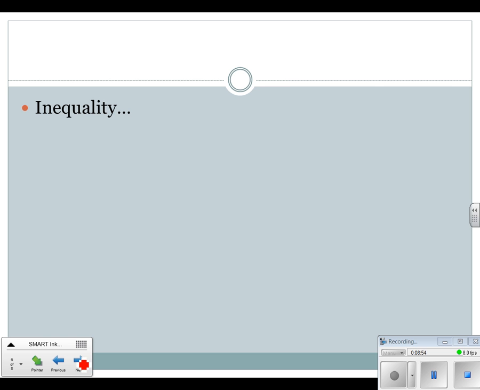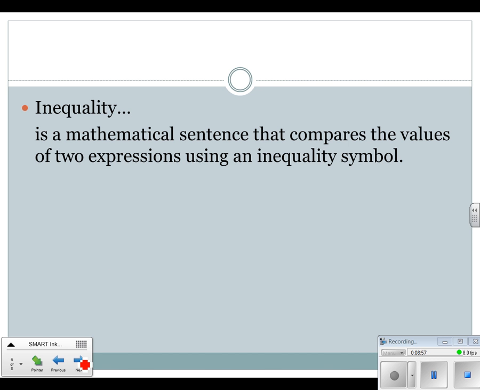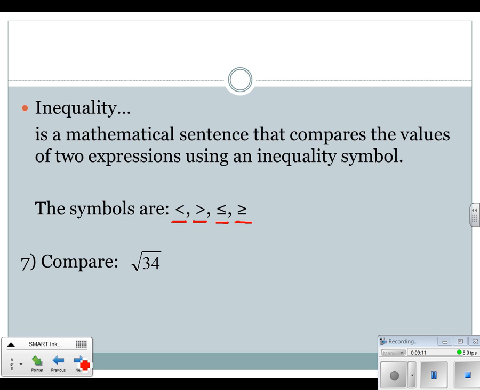An inequality is a mathematical sentence that compares the values of two expressions using an inequality symbol. Less than, greater than, less than or equal to, greater than or equal to. So we should be able to compare the square root of 34 and 5 4/5. And I like to put them both in the same form. I'm going to put them both in decimal form to compare. The square root of 34, that would be irrational. We get 5.830, and it goes on forever.